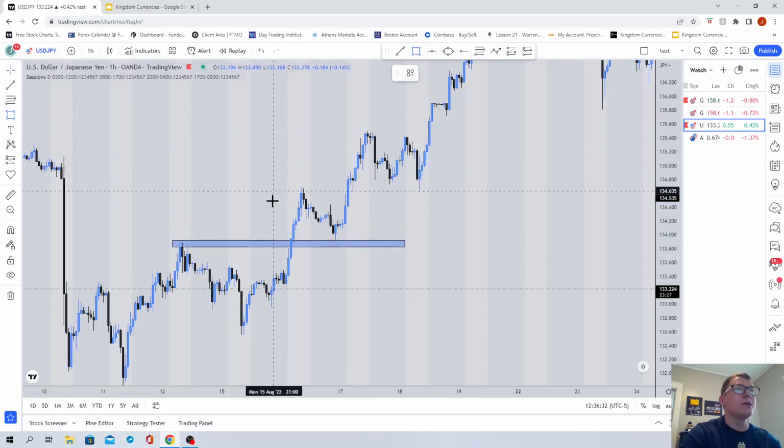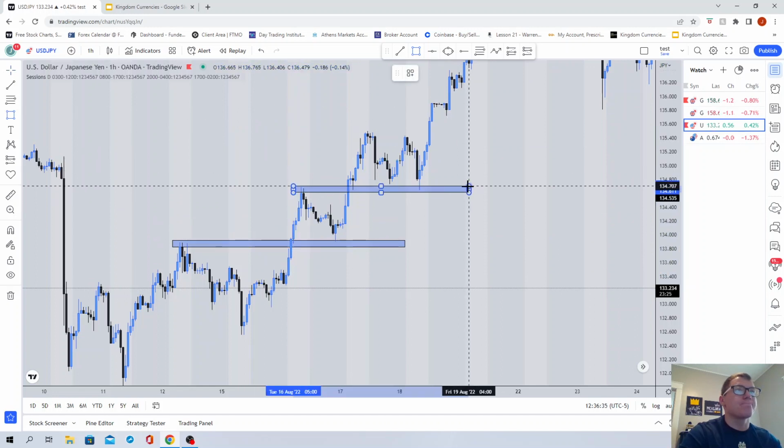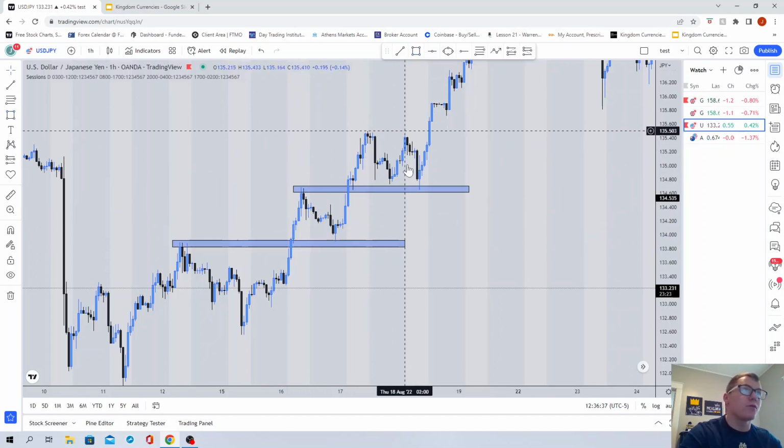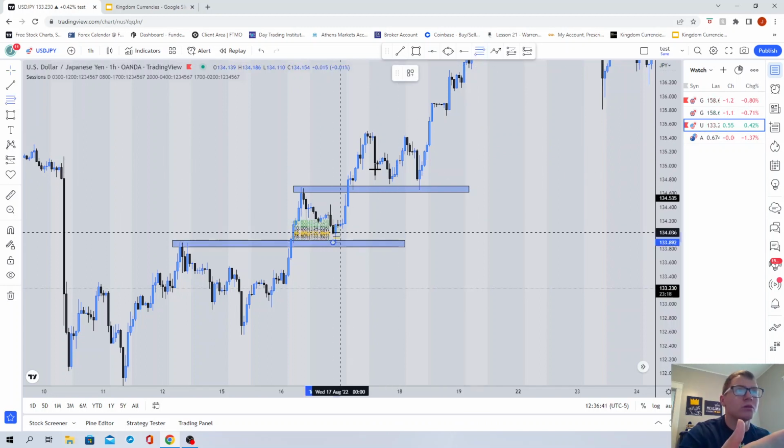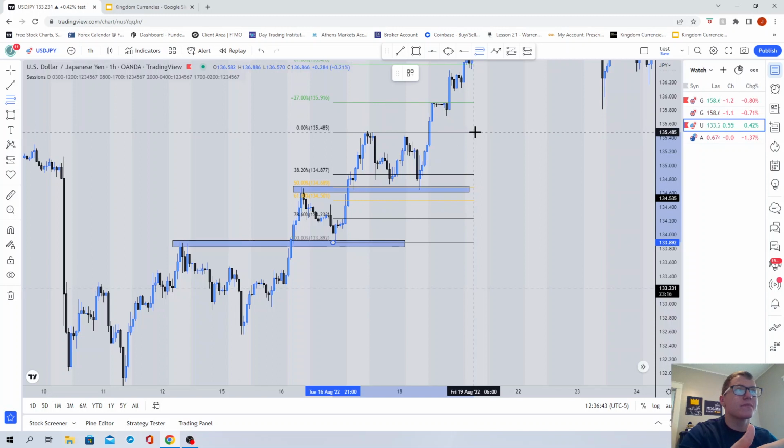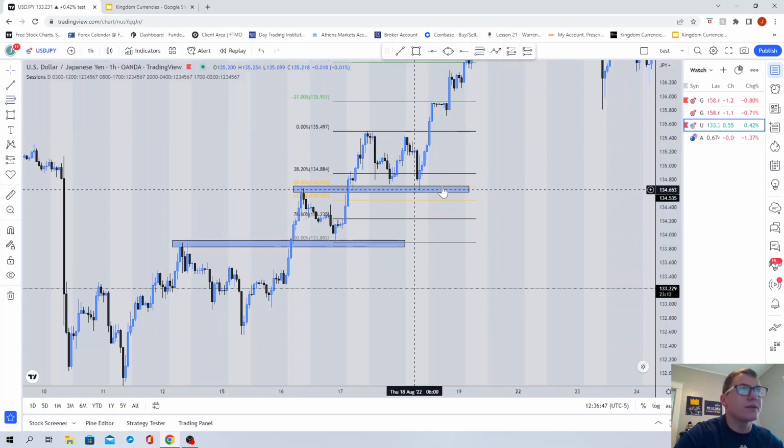So now, once again, we have a breakout. We're waiting for a pullback, a way of measuring that retracement or that pullback. You go from the low to the high. Okay, and look at that. It hits right at 50% retracement.